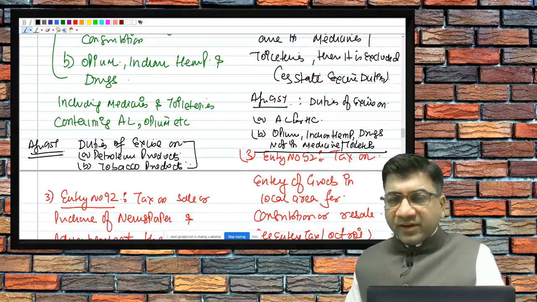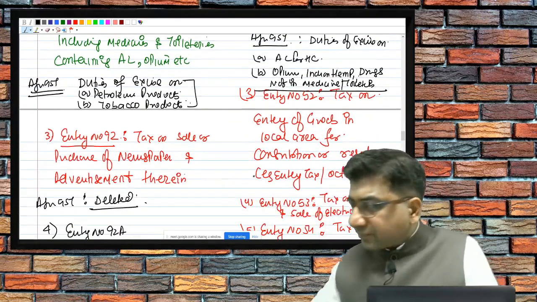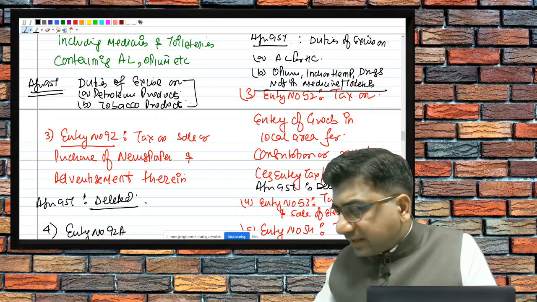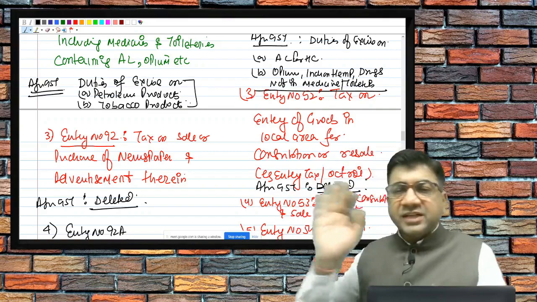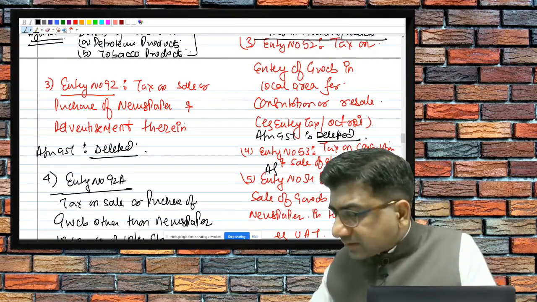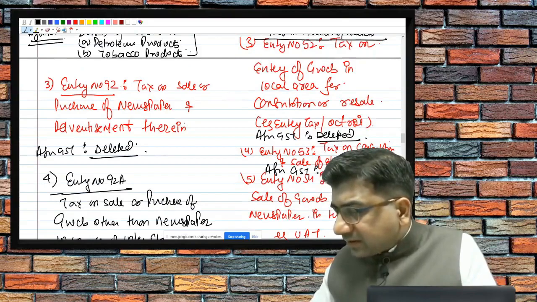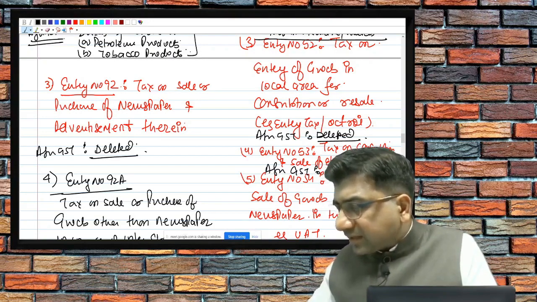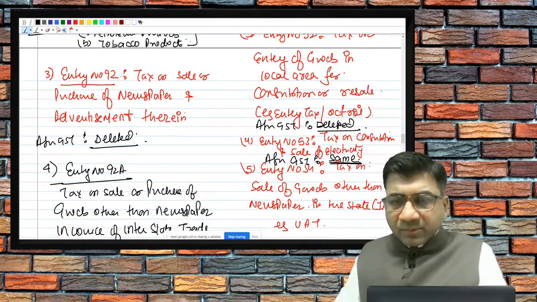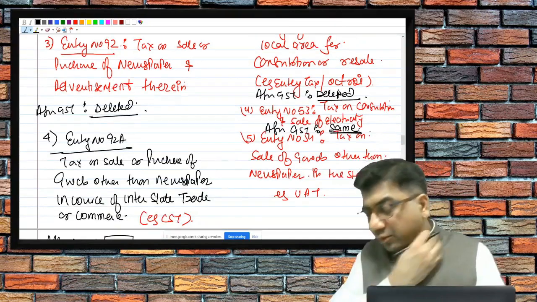medicine toiletries. Entry number 52 deleted. After GST, this has been deleted. My dear friends, it has been deleted. Entry number 53 remains. After GST, it is same. Entry number 53 same. थोड़ा गिच पिच हो गया है some because I have less space here, but you can write properly.